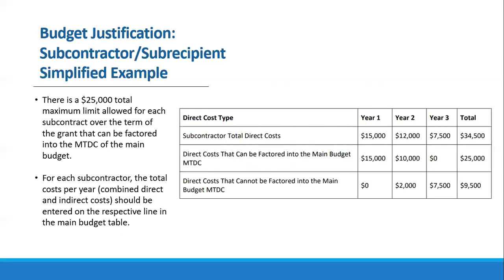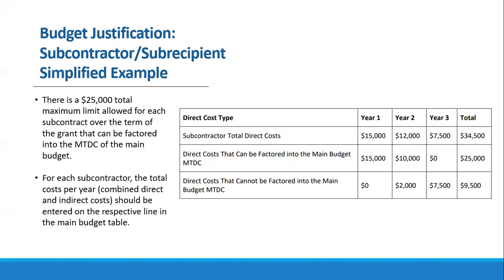And then here is a bit of a simplified explanation of that $25,000 limit and how it is applied to the budget table. So what we see here on the top is a total cost for a subcontractor, in this case, $34,500, and the years in which it'll be incurred, $15,000 in the first, $12,000 in the second, $7,500 in the third. And what this table is attempting to show is that the $25,000 cap is applied temporally. So it's the first $25,000 that are incurred.